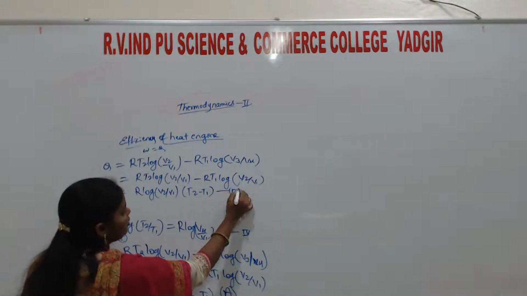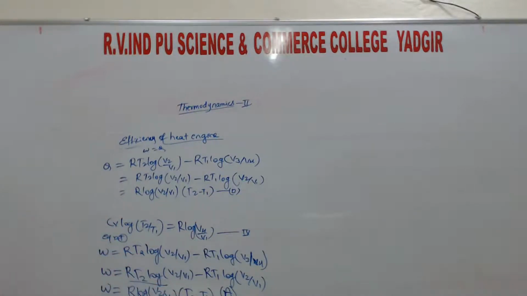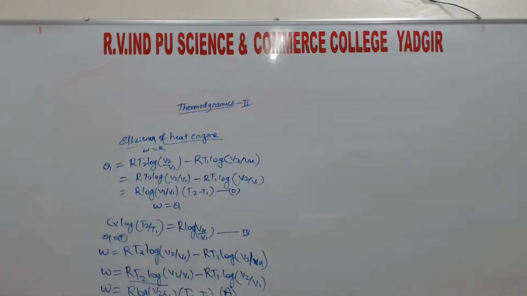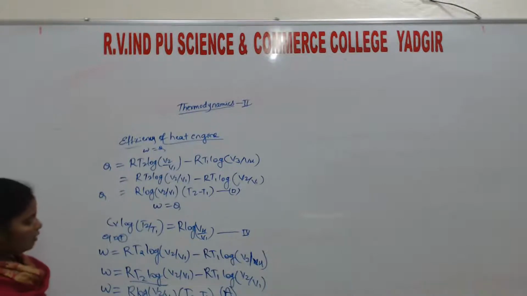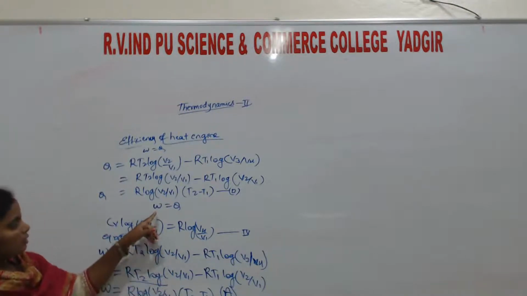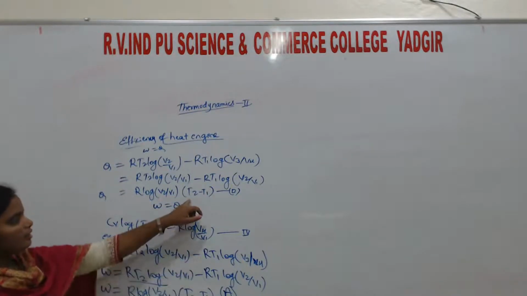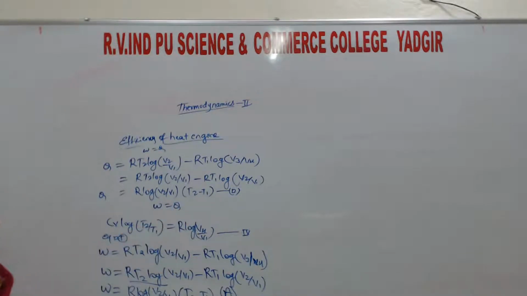You compare equation number 1 and equation number 7, and here you get W equals Q. W is R log V2 by V1, and Q is also R log V2 by V1. Here also T2 minus T1, and here also T2 minus T1. So W is equal to Q.